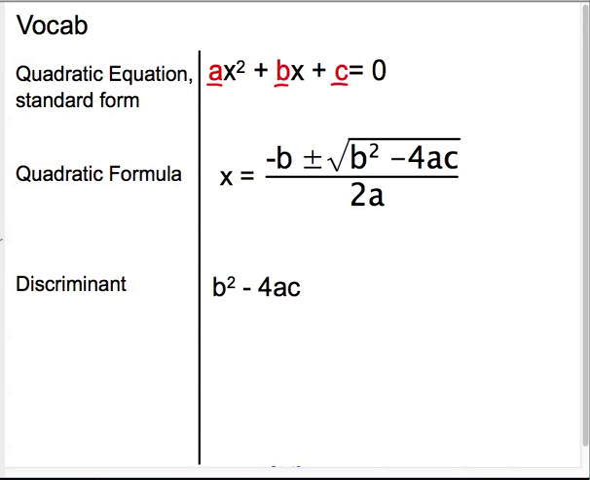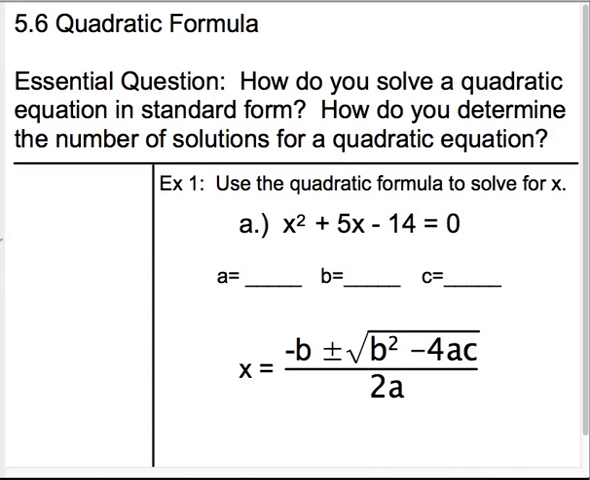The discriminant is going to tell us how many solutions we have to our quadratic equation, and the discriminant is the part that's under the radical, the b squared minus 4ac. All right, so today we're going to be looking at solving a quadratic equation in standard form and determining the number of solutions for a quadratic equation.